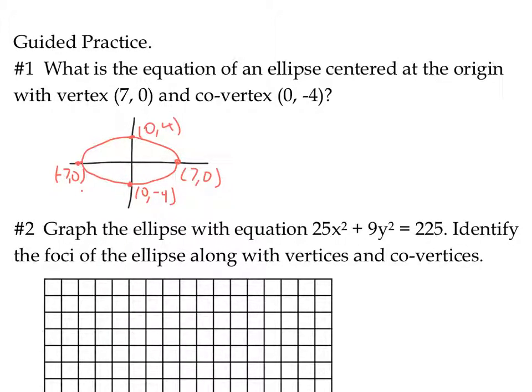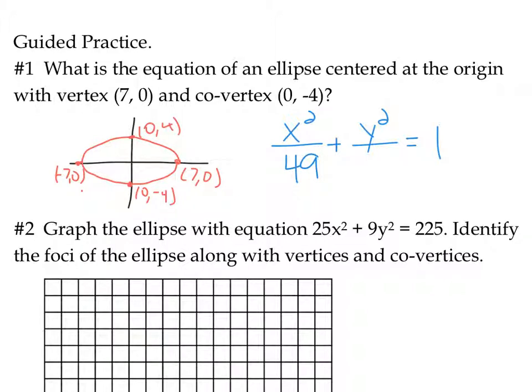So when I write the equation, I'm going to have x squared and y squared equals 1. That's not changing. Now I need to put in an a value here, because it's stretched out horizontally, that's my 7. So 7 squared, that's going to be 49.